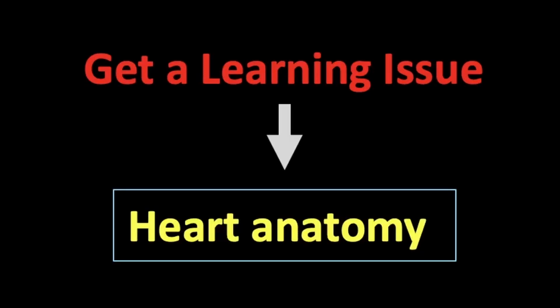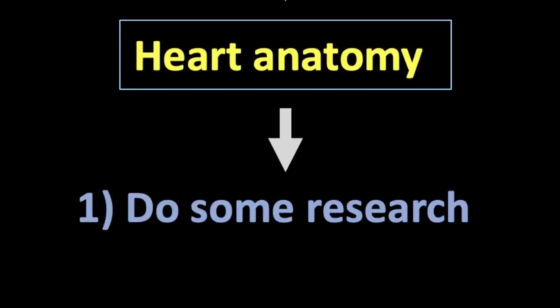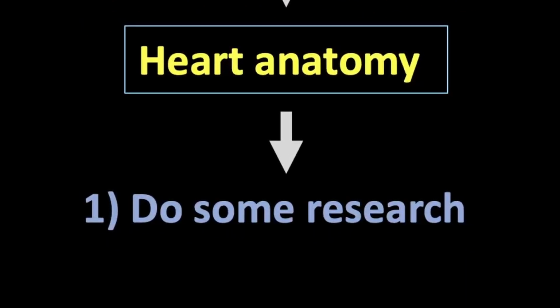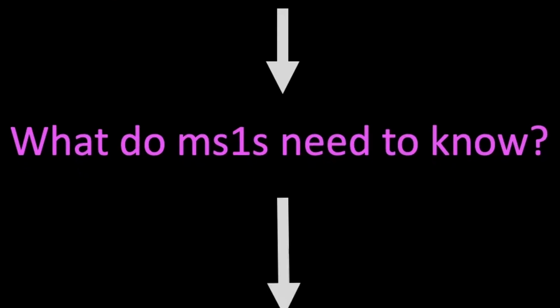The method. What are the actual steps to making an LI? So first, you're going to get a learning issue. At the end of PBL, your group mates are going to give you an LI. So in this case, let's say it's heart anatomy. Step one is do some research. We'll talk more about this, but you're going to find information about this topic. And really, you're keeping in mind this question, what do MS1s need to know? Your goal here is to teach. So that's what you're doing with research. You're getting info so you can then teach your group mates.